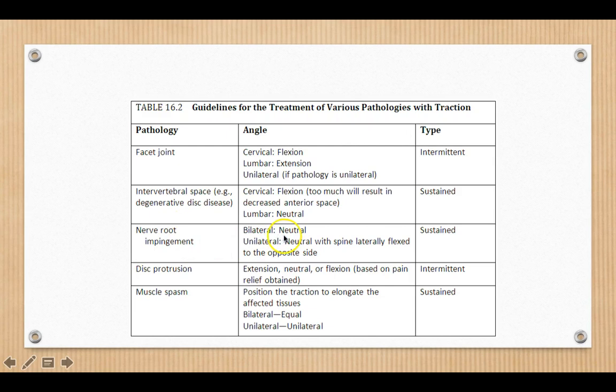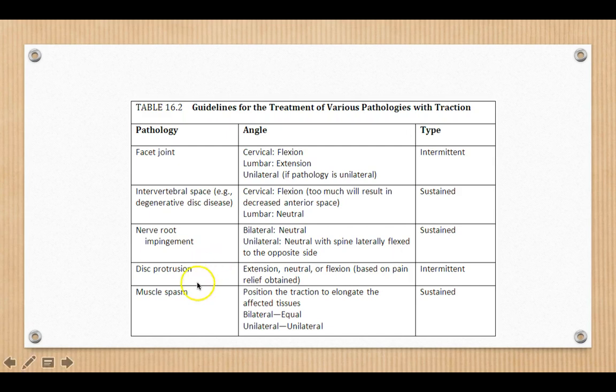For nerve root impingement, if it's pain on both sides, we do more neutral. If it's a single side, then we rotate or laterally flex the spine to the opposite side. Again, sustained is usually more beneficial, but we can also see some effects with the intermittent, but with longer on times in that intermittent.